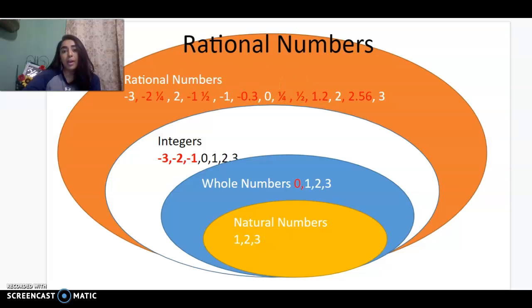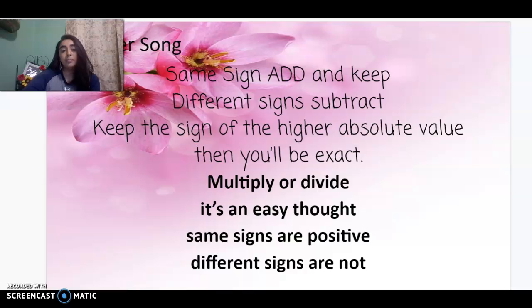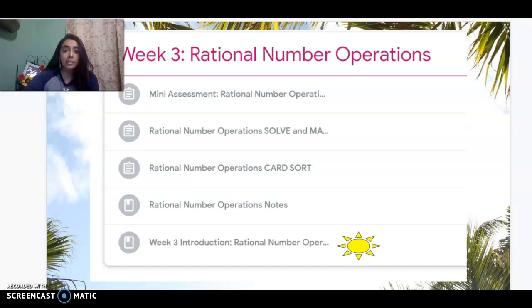And then for the actual operations, guys, go back to our integer song. So if you're adding two numbers that have the same sign, you'll just add them and keep the sign. If there are different signs, meaning a positive and a negative, remember you're subtracting. And then when you're multiplying or dividing, if they're the same signs, they're going to be positive. If they're different signs, they will be negative. So kind of go back and refer to that one.